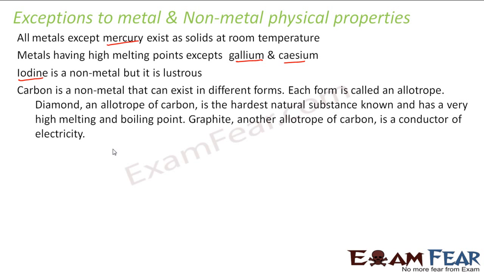As I told, non-metals are non-conductors of electricity, but in the non-metal chapter, I told you about graphite. Graphite is a conductor of electricity. Graphite is a non-metal. So if you see, graphite is nothing but a form of carbon. Graphite is an allotrope of carbon. Diamond is again an allotrope of carbon. So there are so many allotropes of carbon.